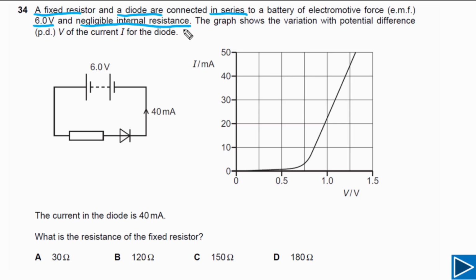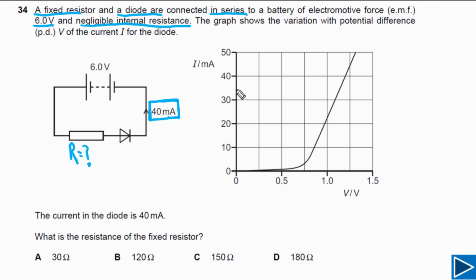It simply means the battery has no internal resistance. It is also given that the current in the circuit is 40 milliamps. If you look at this circuit, we can find the current in the circuit. As these two components are connected in series, the current passing through this diode and resistor is the same. We need to find out what is the resistance of this fixed resistor.